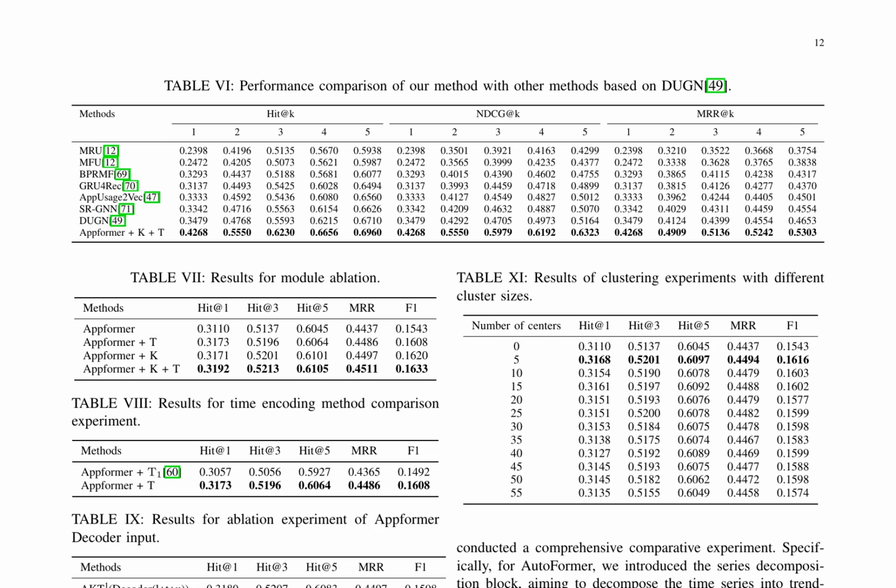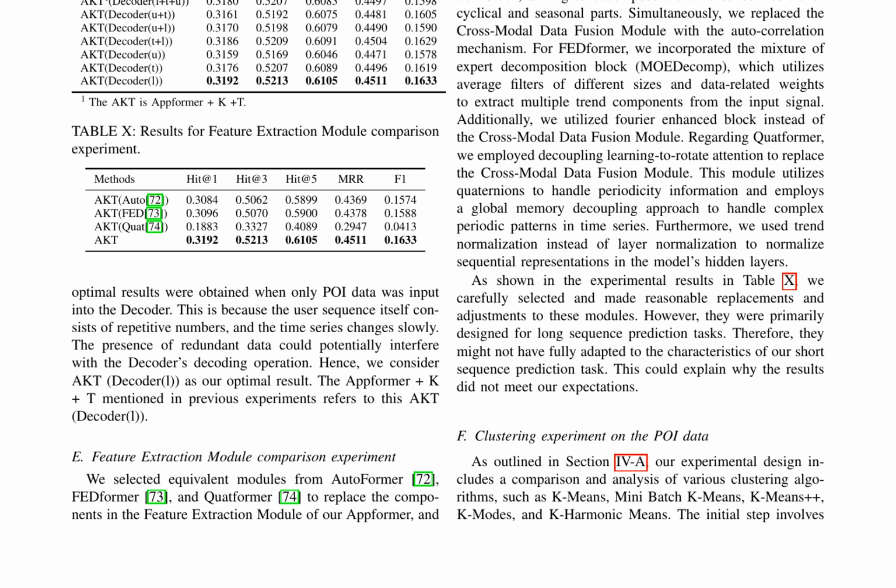Ablation studies reveal that time encoding and fusion methods, along with POI data clustering, play significant roles in enhancing the model's effectiveness. Comparative experiments demonstrate the proposed method's ability to accurately capture the inherent patterns of time information, and an ablation experiment shows that feeding only POI data into the decoder yields optimal results. Feature extraction module comparison experiments and clustering experiments with different cluster sizes are also conducted, with the results suggesting that the proposed method achieves the best performance when using 30 clustering centers.